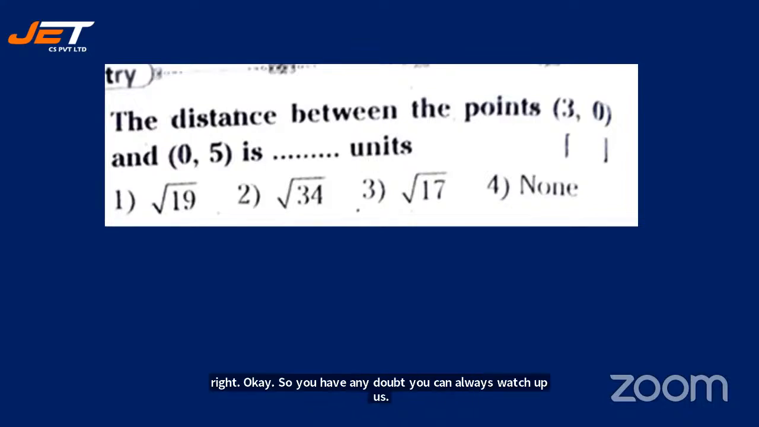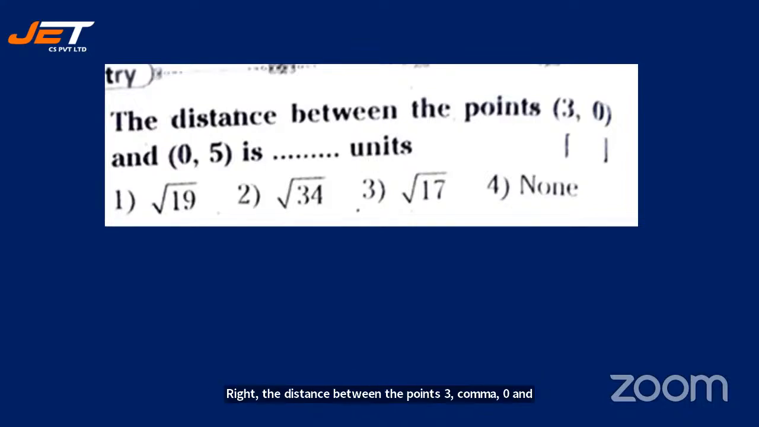Right. The distance between the points 3, 0 and 0, 5 is dash units. Distance is root of x2 minus x1 the whole square plus y2 minus y1 the whole square. That's it. Right? Yes. Quickly work out and give me the answers.